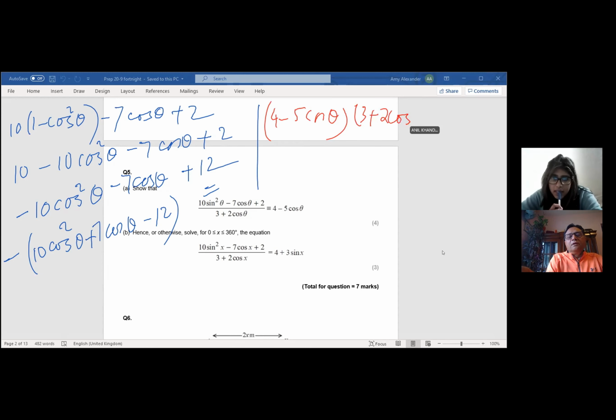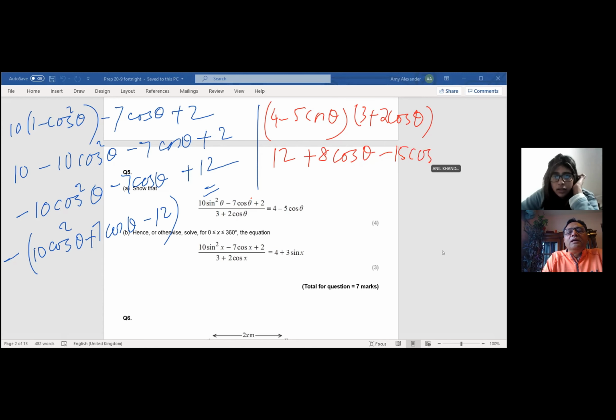I wrote theta, but it was x, so write x and not theta. Let me continue with theta itself. Oh yeah, it is theta in this one. So 4 times 3 is 12, and we get plus 8 cos theta, and this is minus 15 cos theta. Can you use the right-hand side to show that that's the answer? Oh, I see. We could do that.